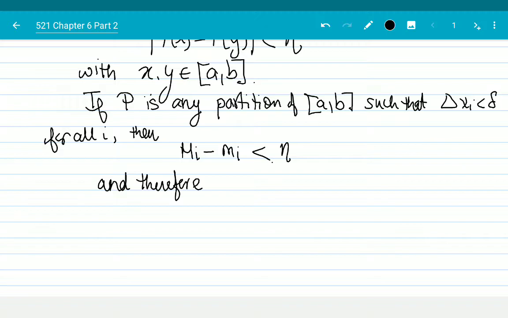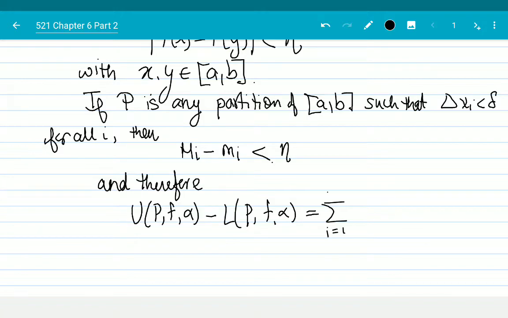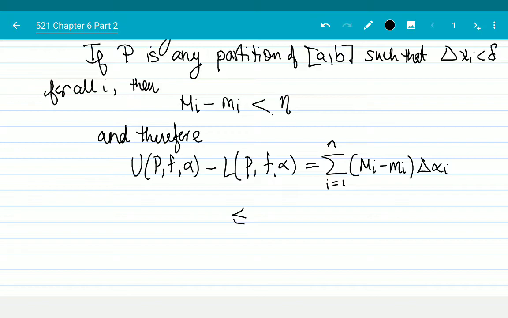And therefore, what do I get? U(P, f, alpha) minus L(P, f, alpha) is equal to the summation i equals 1 to n of (Mi minus small mi) delta alpha i, which is smaller than or equal to, well, delta alpha i is smaller than eta, and Mi minus mi is smaller than eta. So eta times the summation i equals 1 to n of delta alpha i.